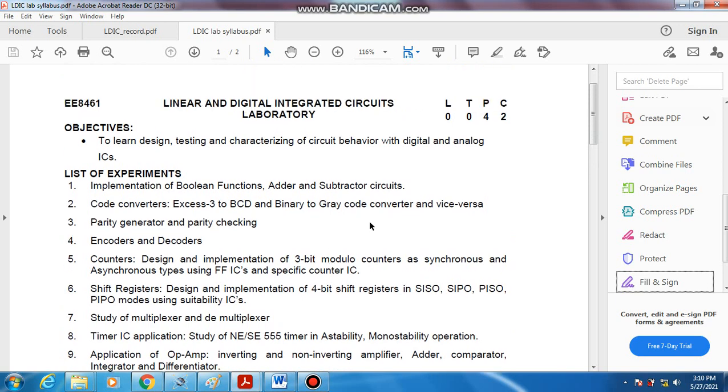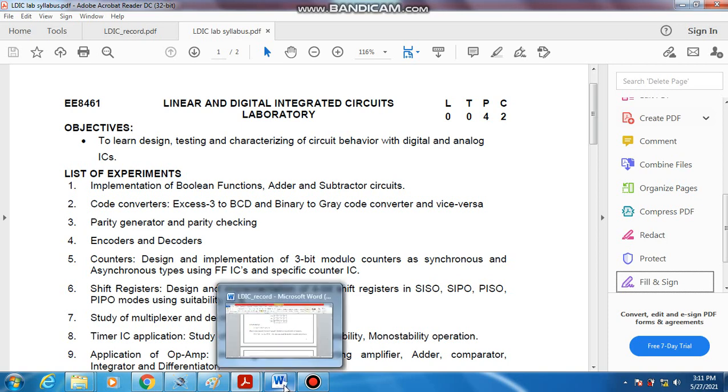Since this is during the pandemic, we cannot do the experiments in real time. So what I have planned is that I will simulate the experiments in Proteus software to the maximum extent, and I will help you to understand how the circuit really works. So first experiment, let me explain to you. It is about implementation of Boolean functions, adders and subtractors. We will go into the experiment.